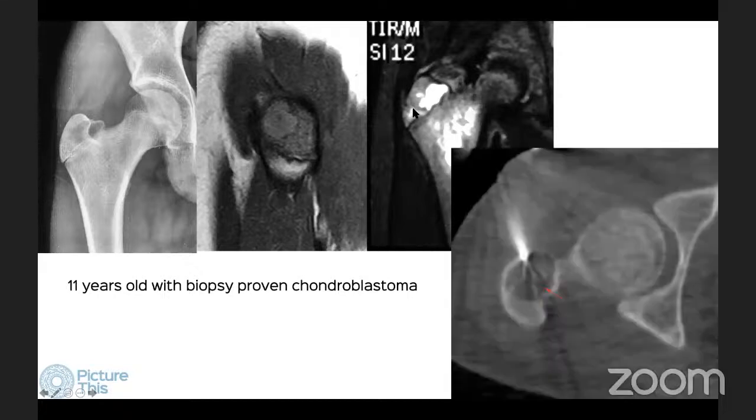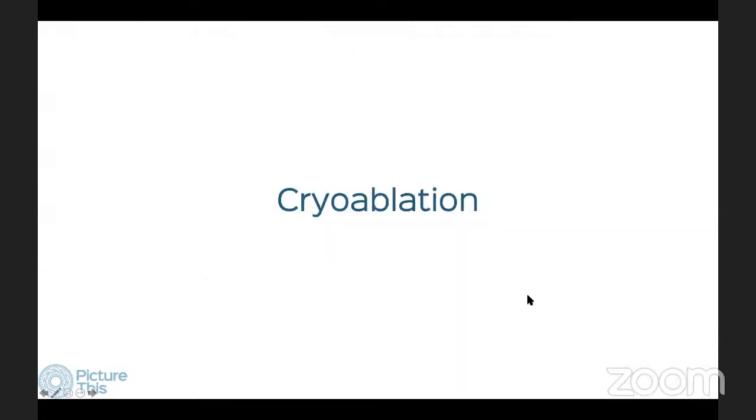And again, very simple. And even today, I don't think we ablate anything more than 2 centimeters, though plus minus a few millimeters is absolutely fine. Lastly, I'd like to talk about cryoablation.